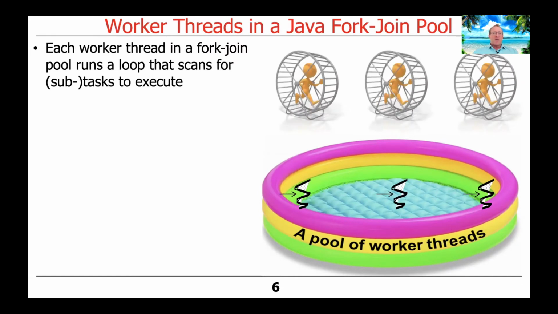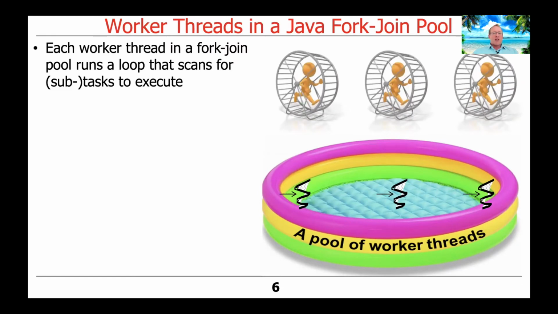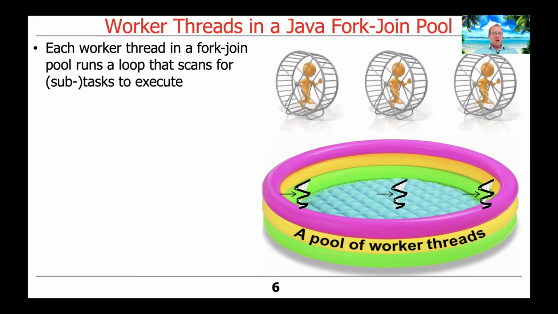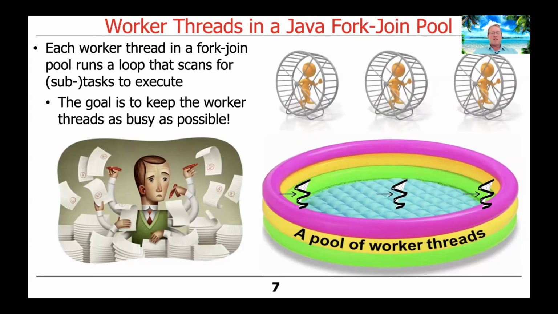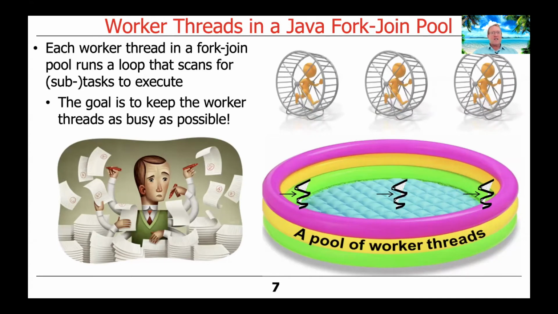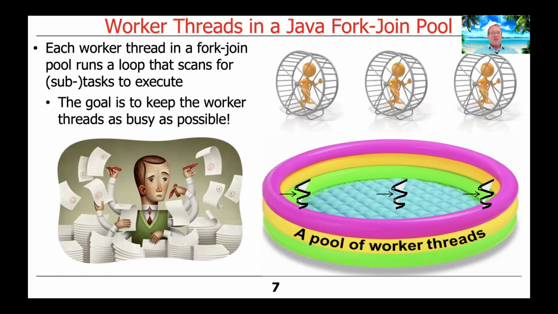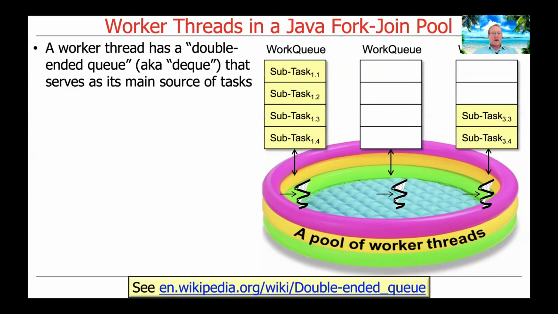Each worker thread in a fork join pool runs a loop that scans continuously for tasks or subtasks to execute. And the goal of the whole thing, the whole purpose behind the fork join framework, is to keep these worker threads as busy as possible. So the idea here is, as long as there's work to be done, we want these threads doing that work. The worker thread has a double-ended queue, which is what's known as a DEQ, that serves as its main source of tasks, or maybe a better way to put it, its initial source of tasks.